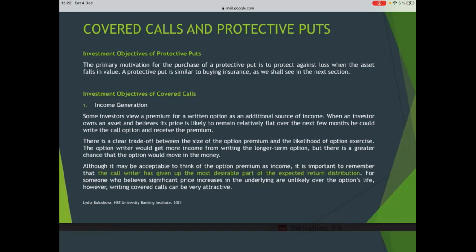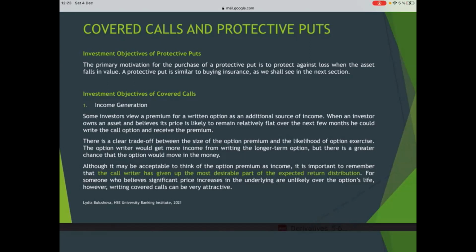If the asset price increases, in this case he has the asset, so this is a backed position. In fact, the trade-off between the size of the option premium and the likelihood of option exercise is straightforward.